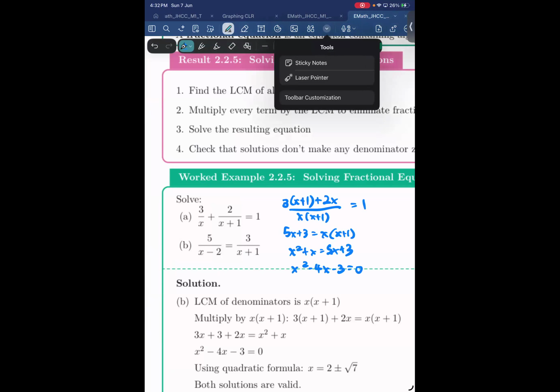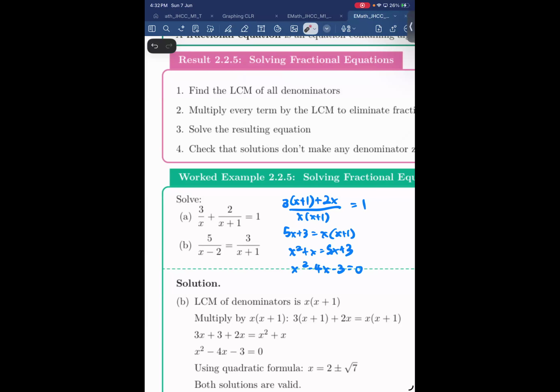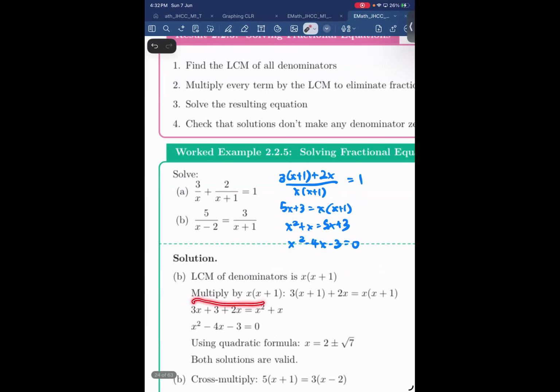So two methods. The first method is to multiply both sides by the LCM. The second one is to combine the fraction first, then you multiply both sides by this, which is the LCM also. You will see that both of these are the same equation. Then you have to solve it. In this case, you need to use the quadratic formula.